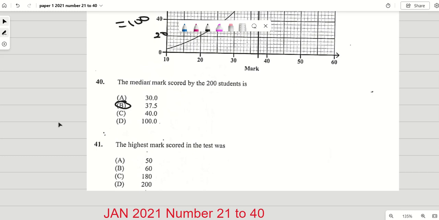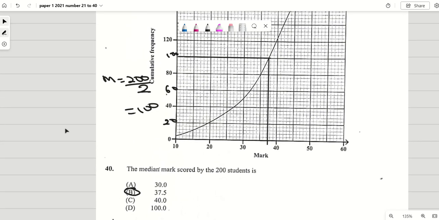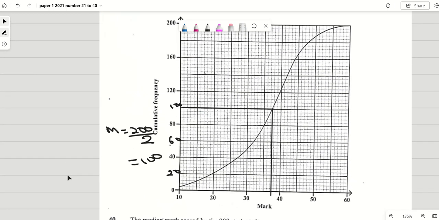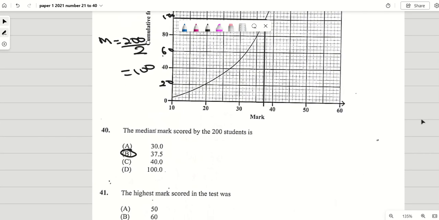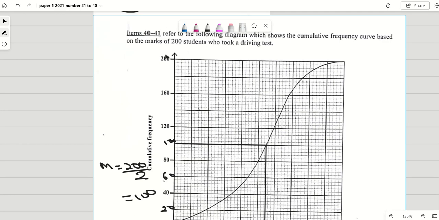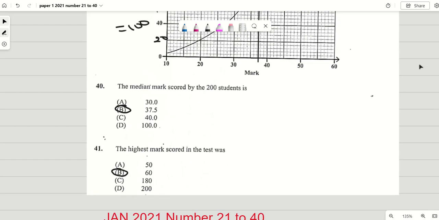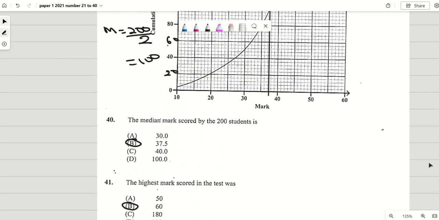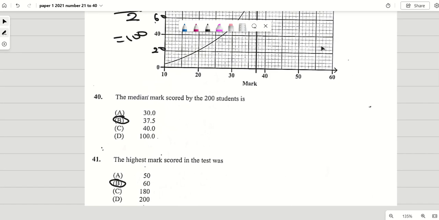The highest mark scored on the test was, if we look, these are your frequency, guys. This is your max. Your highest is 60, okay? The max is 60, not 180, not 200. Actually, let's check and see. At 200, if we go across, the highest is actually 60. So your answer would be 60 for this question. And this is the end of May, June 2021, numbers 21 to 41.